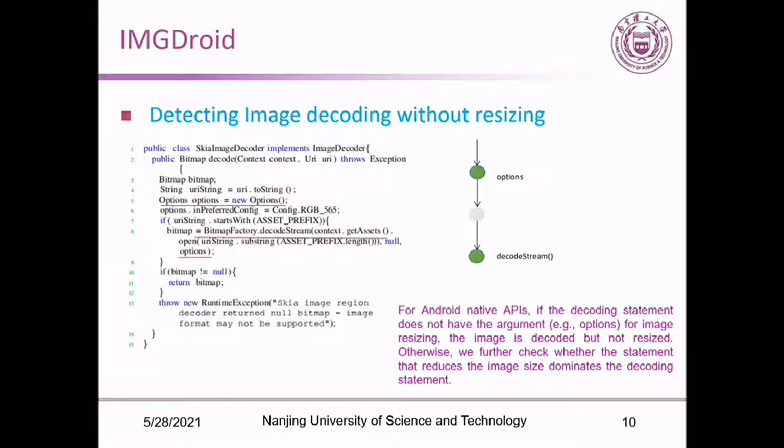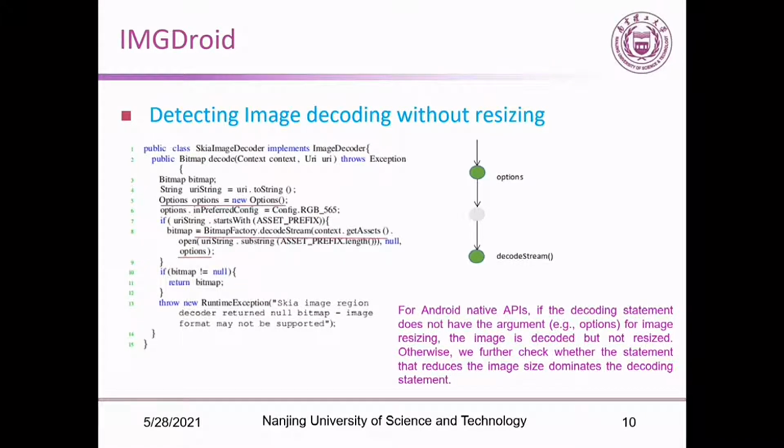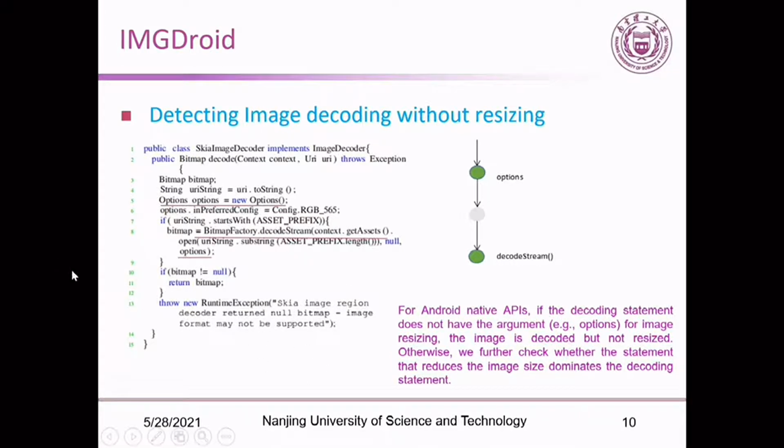Now I will give 2 examples to show how IMGDroid detects image loading defects. This figure exhibits the detection of image decoding without resizing. It uses the Android native API decodeStream to load the image at line 8. For Android native APIs, if the decoding statement doesn't have an argument, for example, options for image resizing, the image is decoded but not resized.